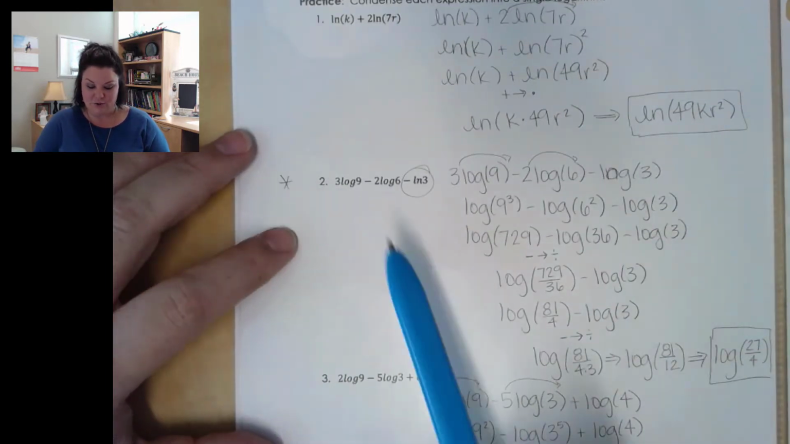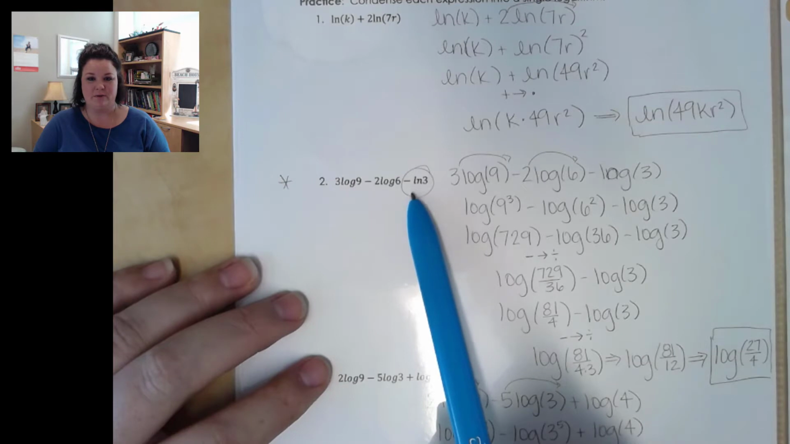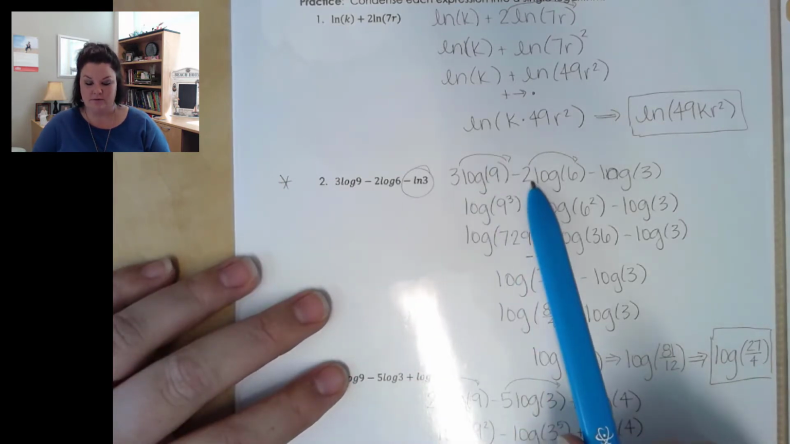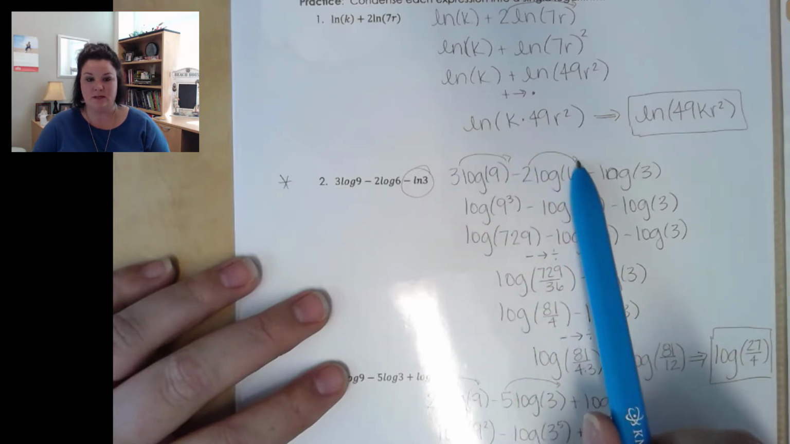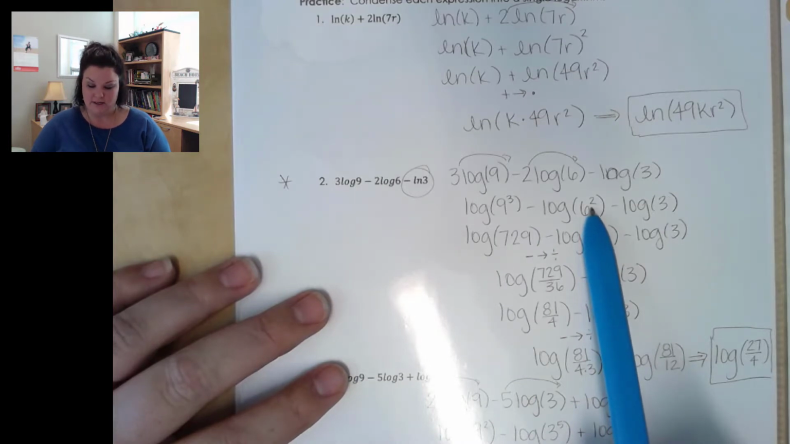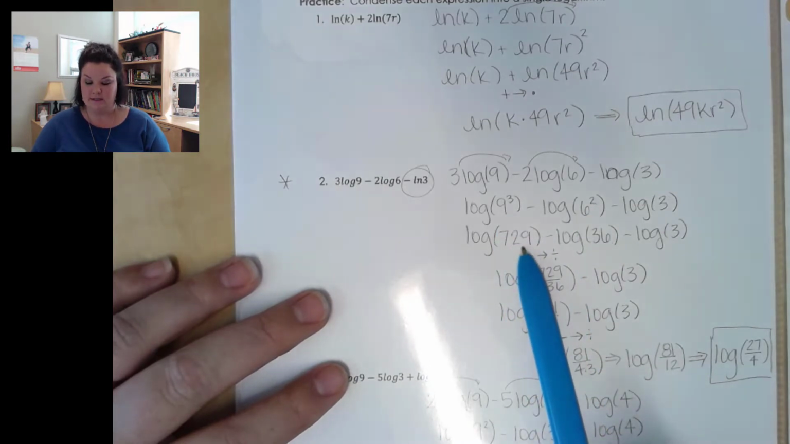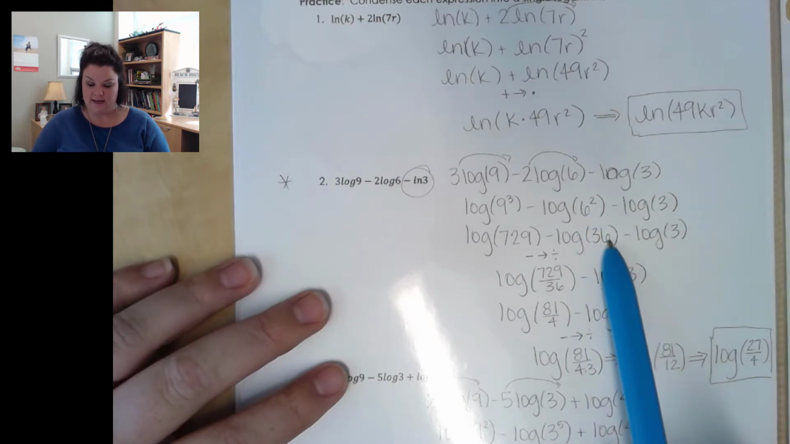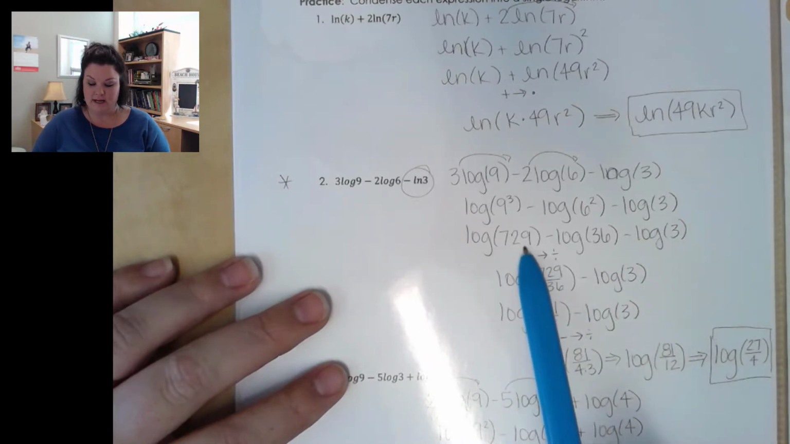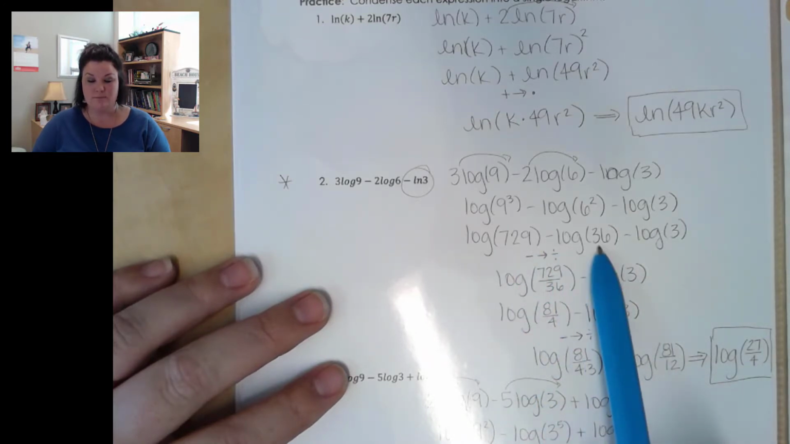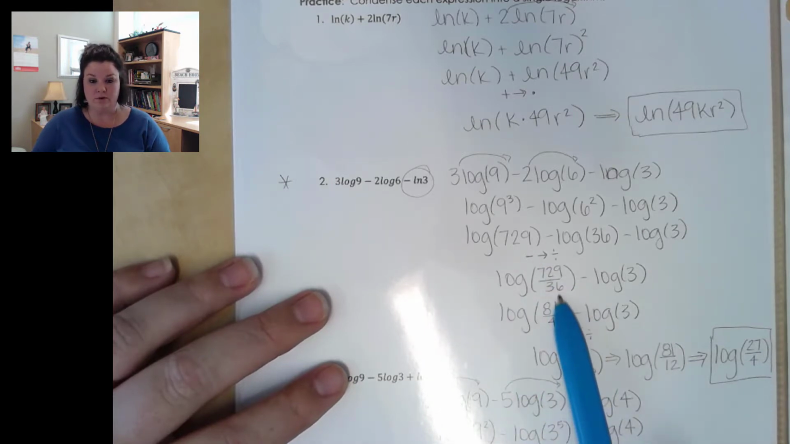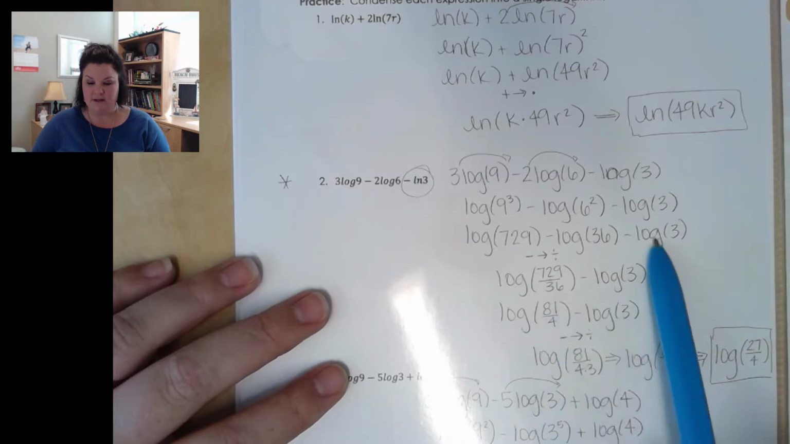All right, number 2, I already alerted you about my typo. That should have just been a regular log. We're going to start by taking the 2 coefficient and the 3 coefficient and putting them back up into the exponent. Once I have them up there, I'll simplify those numbers. 9 cubed is 729. 6 squared is 36. Now that these are simplified, I can start condensing. So log of 729 minus log of 36, subtraction condenses into division, so I end up with log of 729 over 36. And I just brought down that third log term.